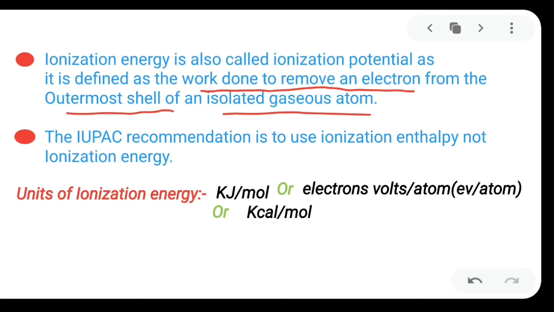But as the IUPAC recommendation, we can say the ionization energy as the ionization enthalpy, not the ionization potential. Why we call it the ionization enthalpy? Because enthalpy means heat energy. You have seen in my previous example that while converting the sodium solid to sodium gaseous or converting any solid into the gaseous state, we need to supply the heat energy, and sometimes while removing the electron also we are supplying the heat energy or the energy in the form of the heat. Hence we call the ionization energy as the ionization enthalpy.